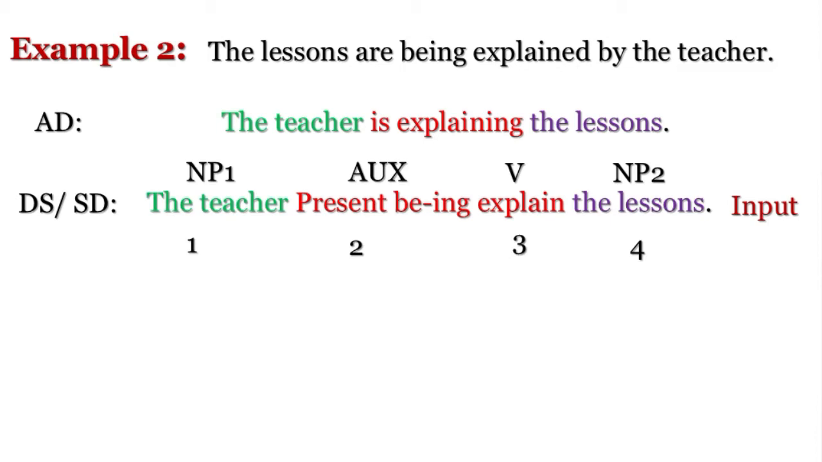We have the aux, which has present ing, the verb is explain, and the lessons is MP2. So the teacher is number 1, the aux is number 2, the verb is number 3, and MP2 is number 4. This is the input.